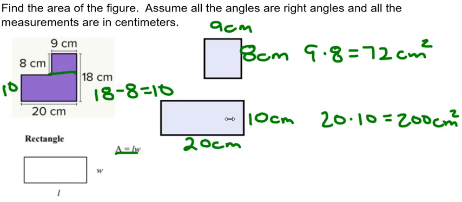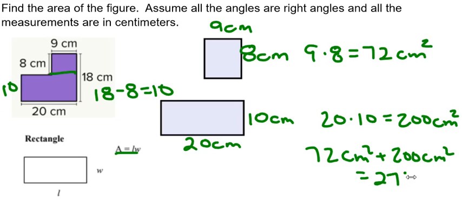So my last part is to add these two values together. So I have 72 centimeters squared from the top part of the rectangle plus 200 centimeters squared from the bottom part, which gives me a total of 272 centimeters squared for the entire area of this composite shape over here.